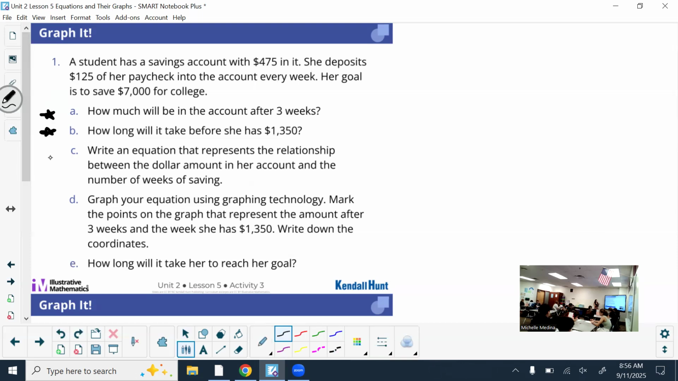B, where we graph it using graphing technology. I'll show you how to do that. And then for how long it'll take her to reach her goal, we can answer that with the graph. So really just parts A, B, and C for right now. And then we'll switch up the reporter, so it could end up being the same person depending on what I say. So just make sure we're prepared.